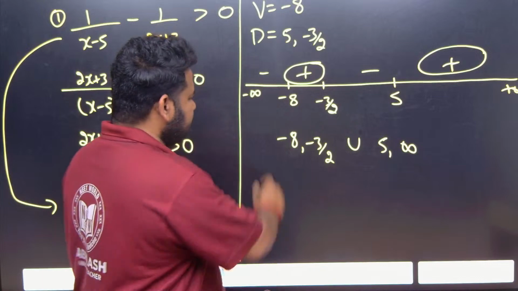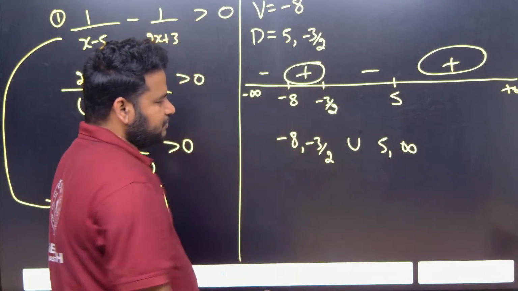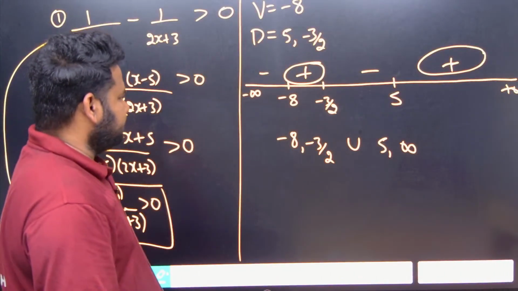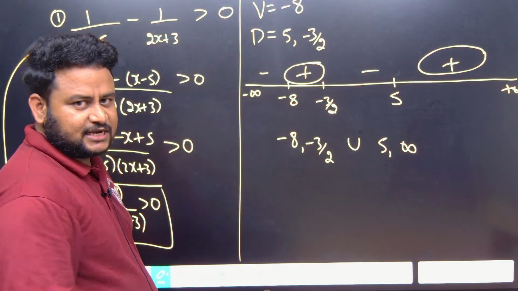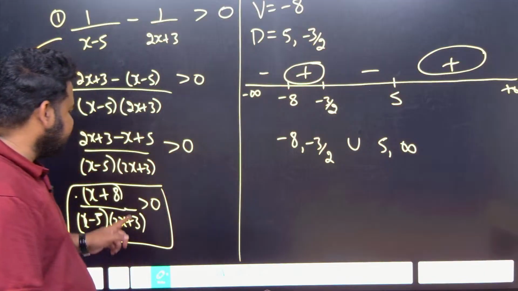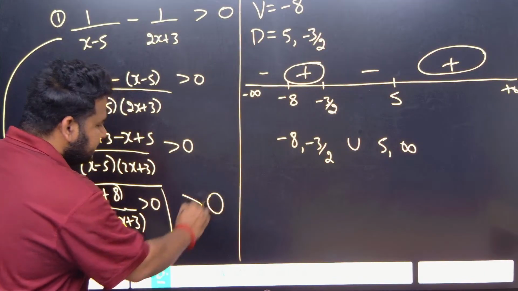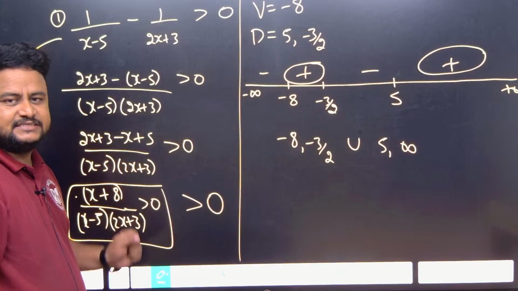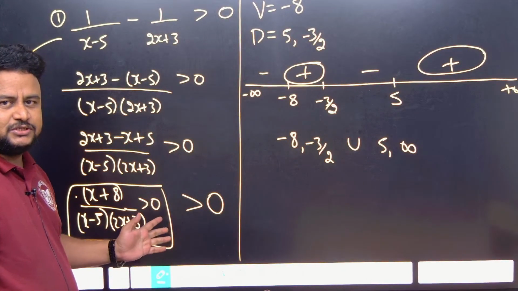Now we have to decide whether each interval is open or closed. Minus 8 is in the numerator, so it is a vanishing point. But look at the inequality: it is greater than 0, that is strictly positive. That means what?